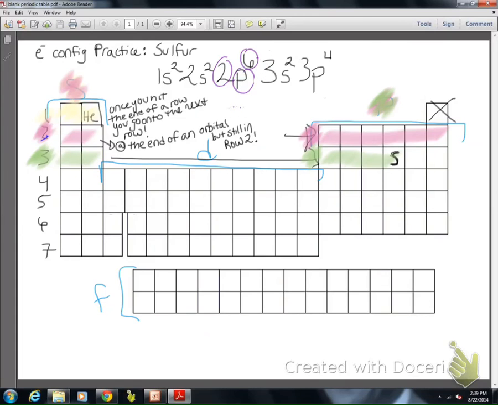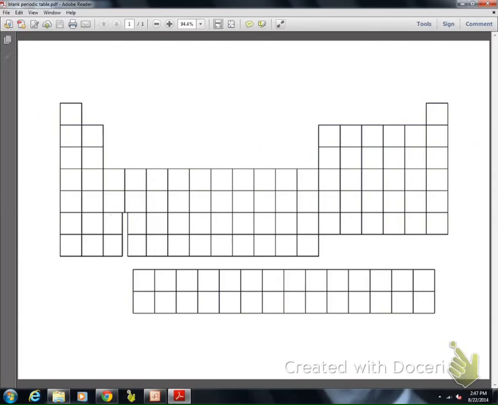Then I finally go to the P block. So I go 3, P, and I've reached sulfur, and it only took me 4 over to reach sulfur. So 3p4 would be my electron configuration. So the whole electron configuration for sulfur would be 1s2, 2s2, 2p6, 3s2, 3p4. Again, the 3 tells us the row, the P tells us the shape predicted around the nucleus that the electron is most likely going to be in, and the 4 tells us how many electrons are in that orbital.